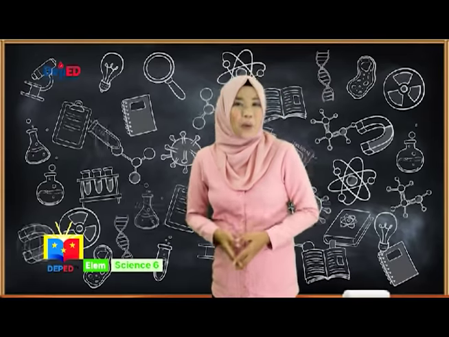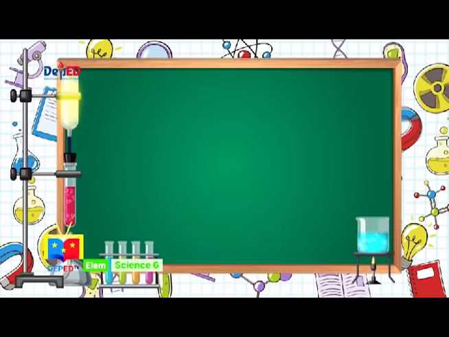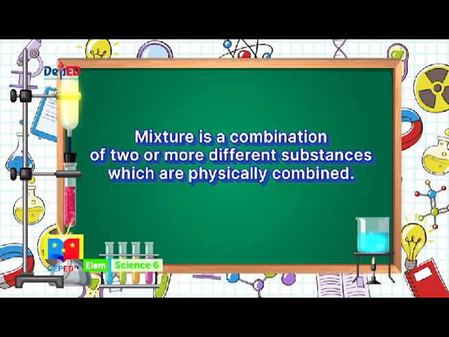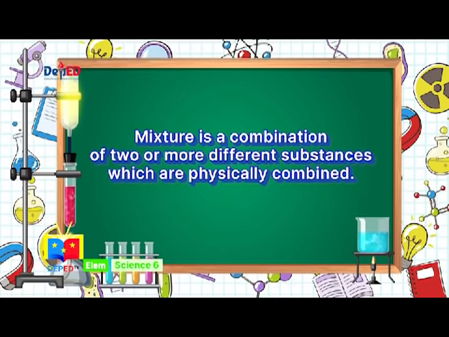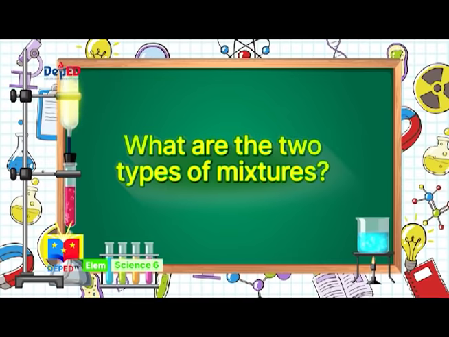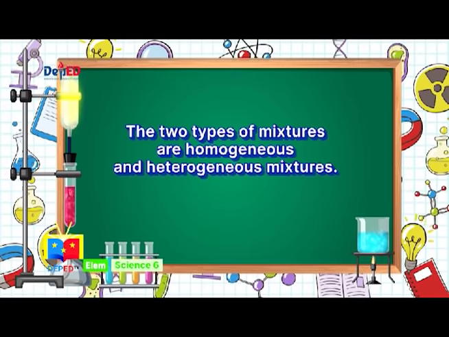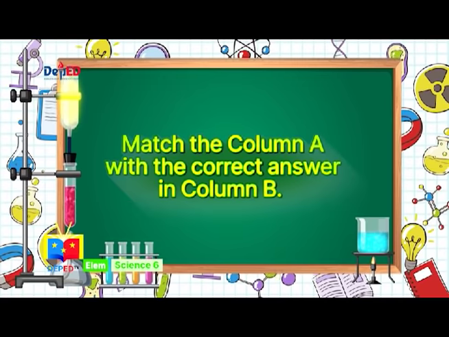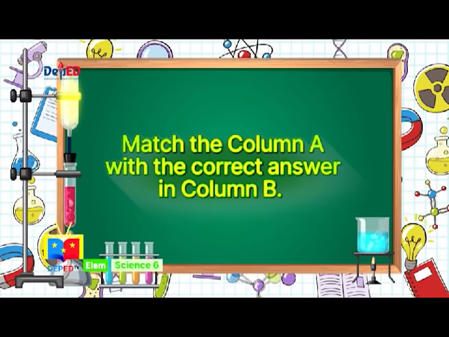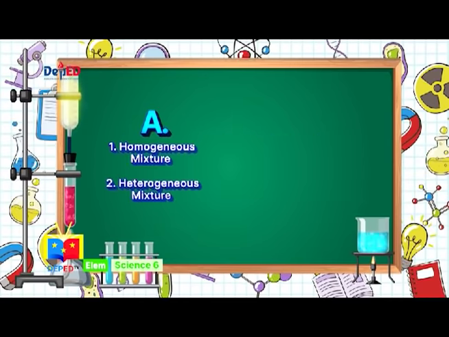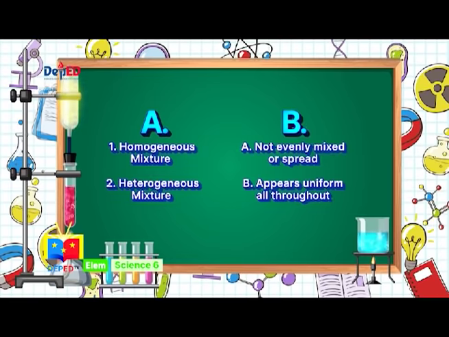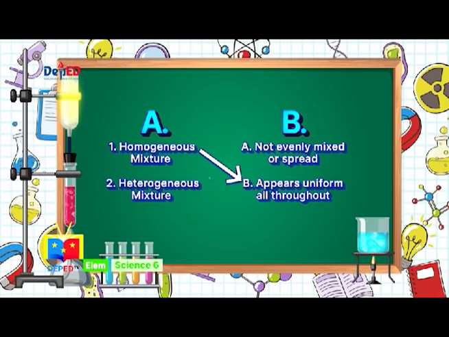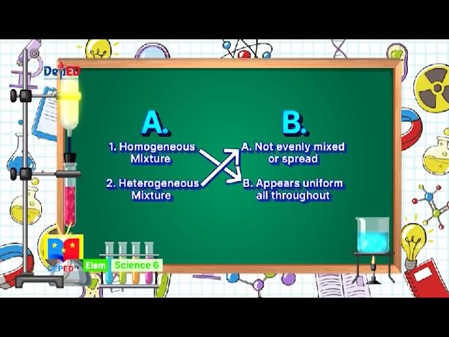Now, let's review what we just learned. Number 1. What is a mixture? Mixture is a combination of two or more different substances that are physically combined with each other. Number 2. What are the two types of mixtures? The two types of mixtures are homogeneous and heterogeneous mixtures. Number 3. Match the column A with the correct answer in column B. The correct answer is homogeneous appears uniform all throughout, and heterogeneous mixture is not evenly mixed or spread.